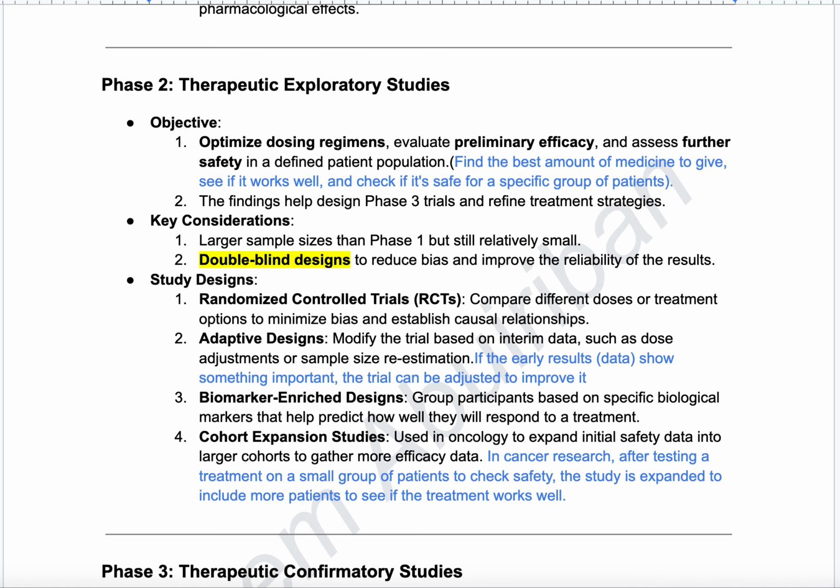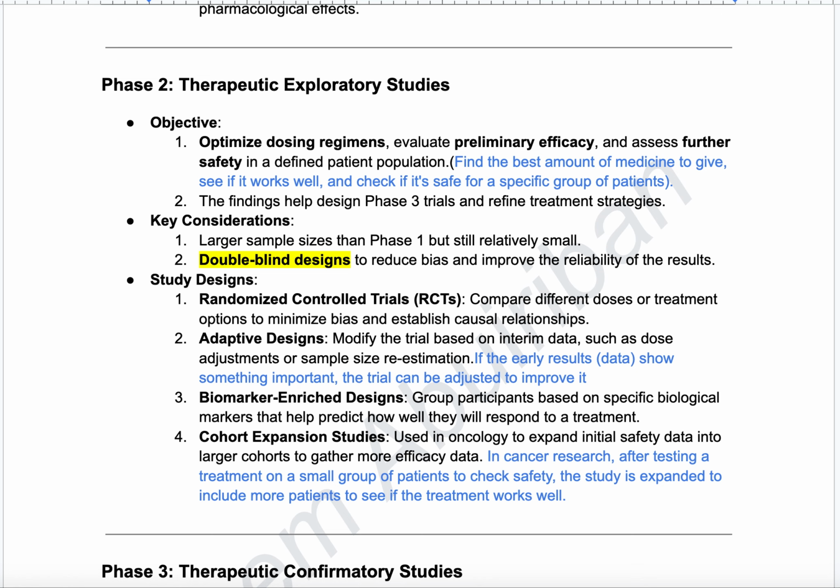Adaptive designs modify the trial based on the interim data. That means it's temporary data, such as a dose adjustment or sample size re-estimation. That means exactly if the early results data shows something important, the trial can be adjusted to improve it, not just waiting until the end of the clinical trial and then improving the results.